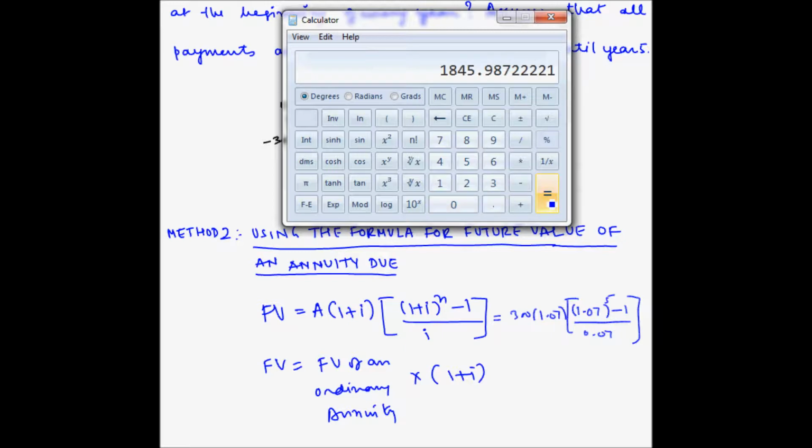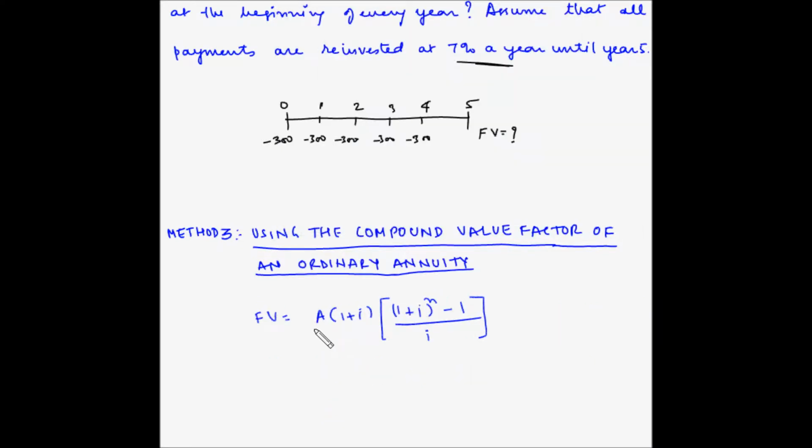So we get 1845.987, which can be rounded off to 1845.99. So this is equal to 1845.99 rupees. This is the same answer that we got using the first method. So in the second method, the formula we used was this.